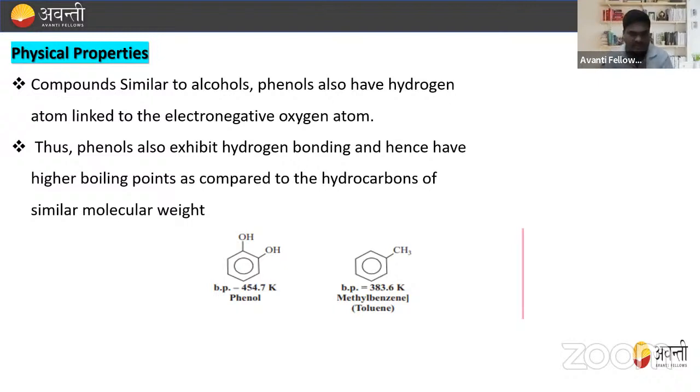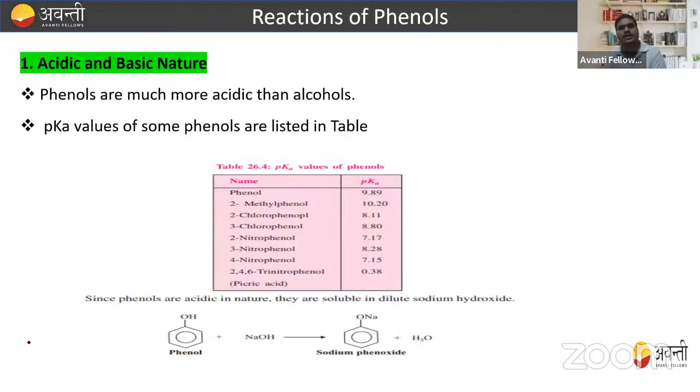So these are the physical properties of this, right? Compounds similar to alcohol, phenol also have a hydrogen bond. Now, if I'm talking about the acidic and basic nature of phenol, we get to know that phenols are much more acidic than alcohol.